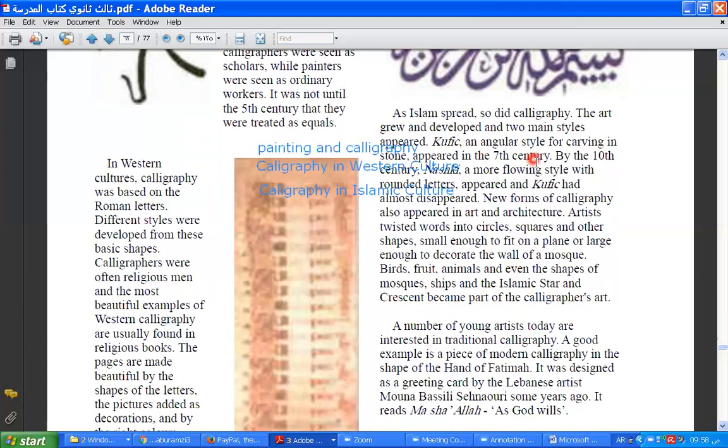So here they mean after the spread of Islam, calligraphy also became very famous. So did calligraphy. The calligraphy developed and became famous, and different styles of calligraphy have appeared.